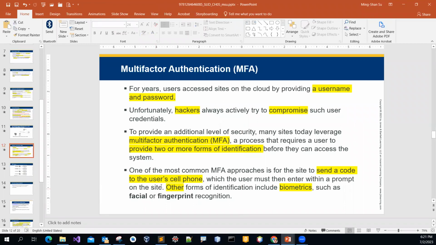But then the code verification is very common, especially when I forgot a password and have to reset it. The website will send me a code through my phone. Then I have to type in the code to validate that I am indeed the person who is using that account.